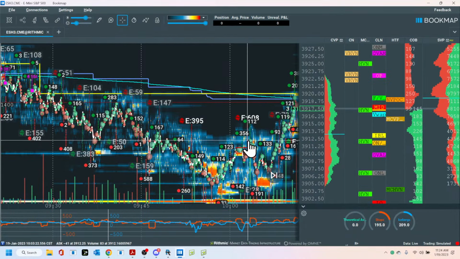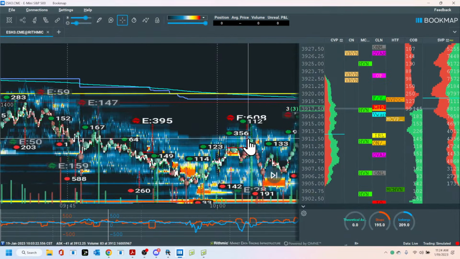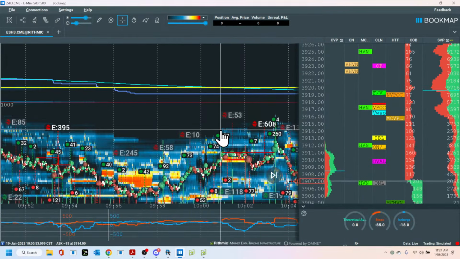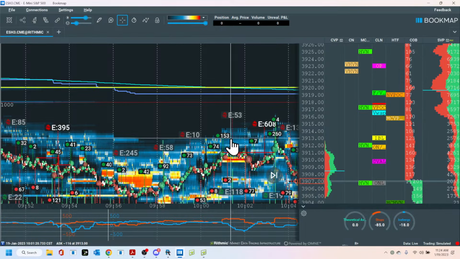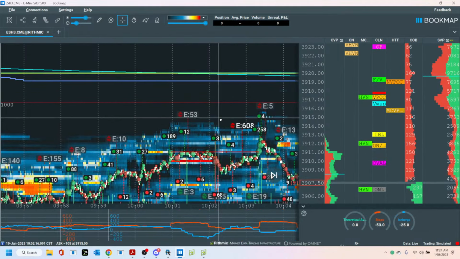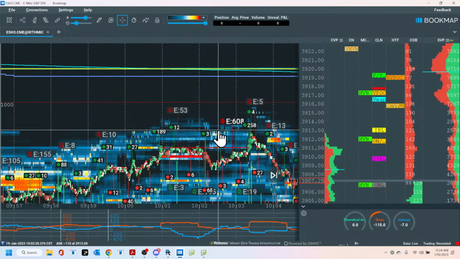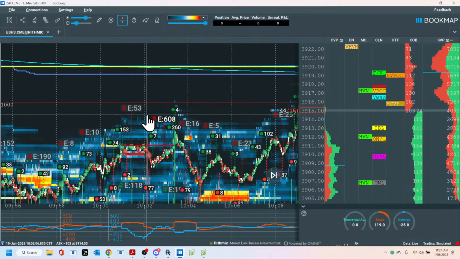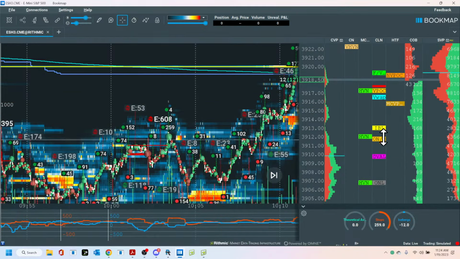Did we get back to the IB? We did not, I don't think. Let me look. I wish I had lines here so I could see better. We did not get back here, so there's no short here. But now let's watch a little further. This is called the IBF.